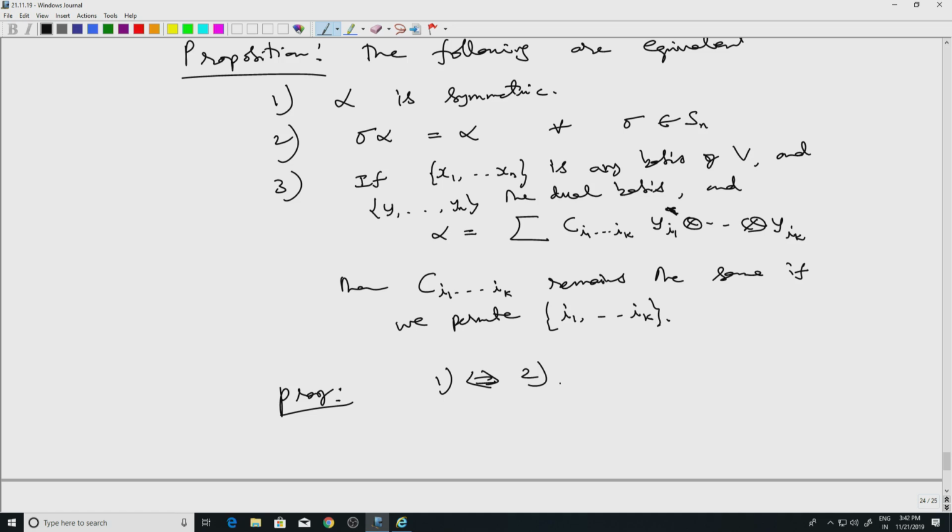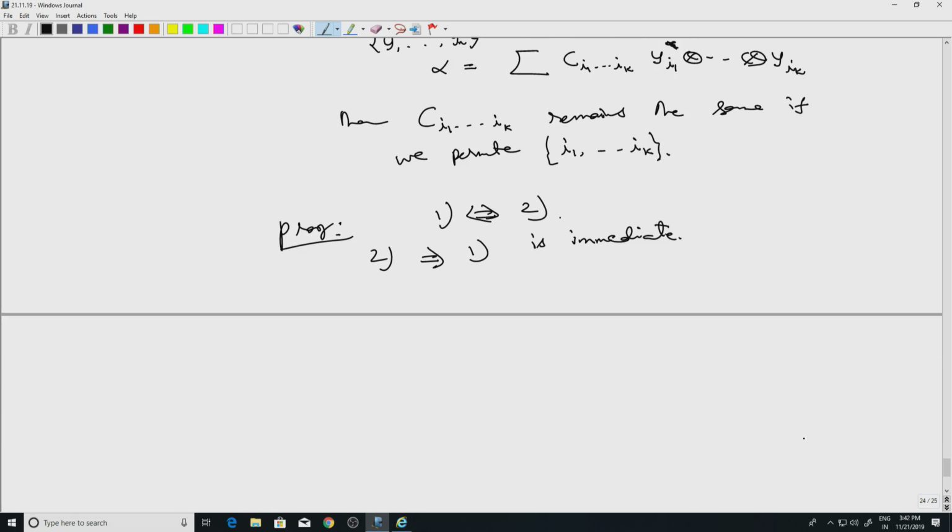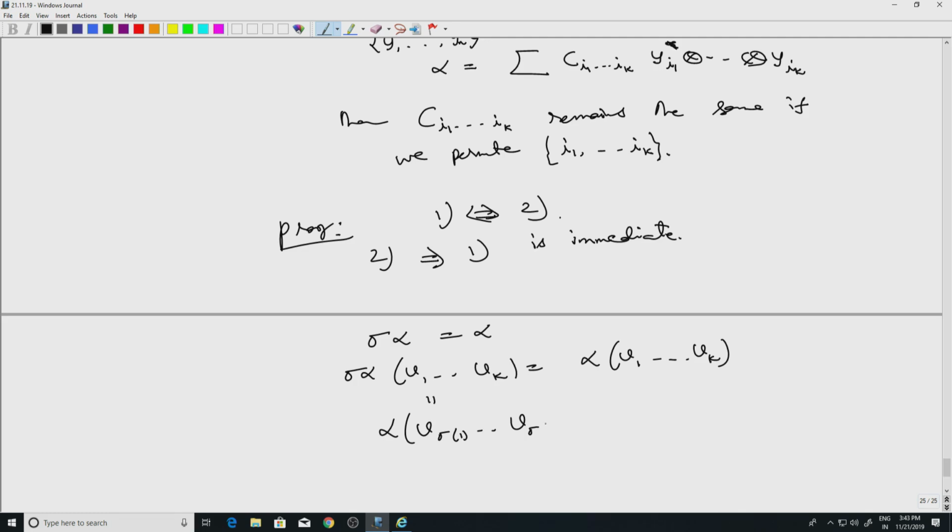Well, 2 implies 1 is immediate, because 2 requires that. So after all, what is 2? 2 is saying that sigma alpha equals alpha. This means, if I evaluate it on any k vectors, this should be this. But this thing here is by definition alpha of V sigma 1, ..., V sigma k. So this quantity should be the same as this for any permutation sigma.